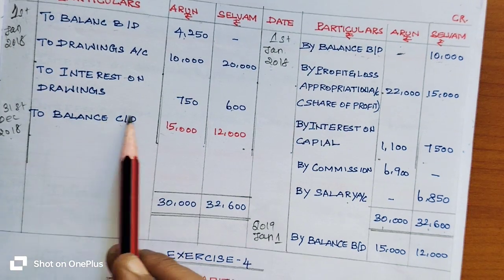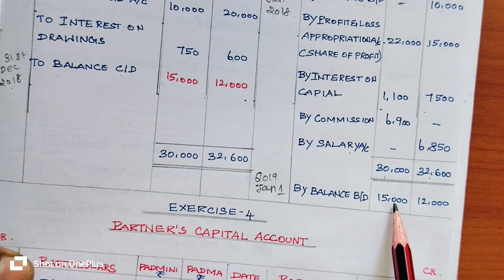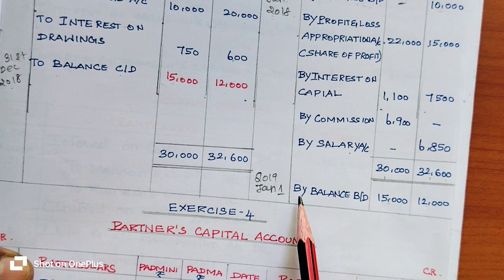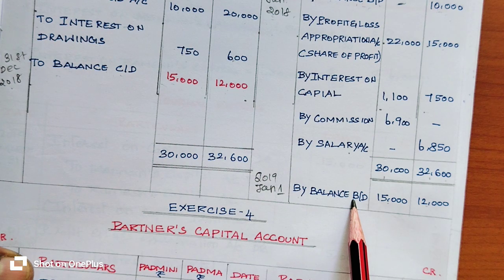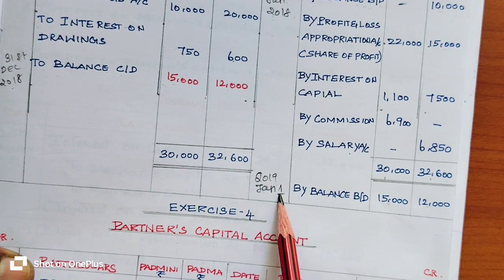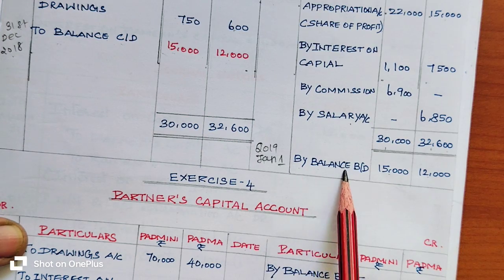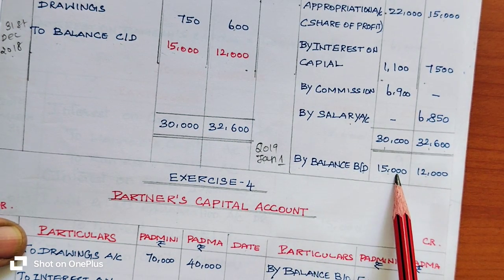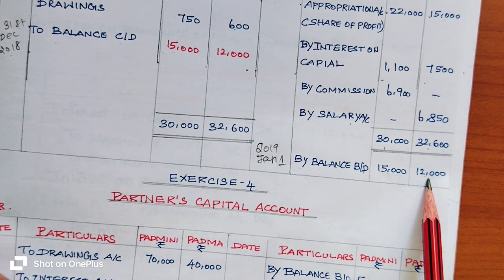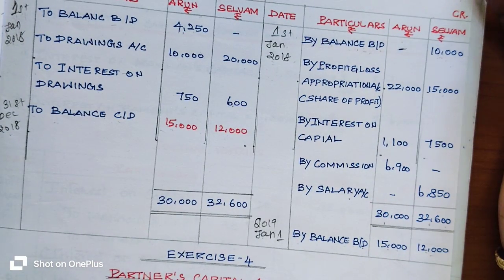Then you have to bring it down to the opposite side below the total. You have to enter 15,000 and 12,000. Against this you have to write by balance brought down dated on the next accounting period, date is 2019 January 1. So this is the next accounting period opening balance of Arun's 15,000 and Selvam's 12,000 rupees. Do you have any doubt? Please comment on the comment box. Thank you. Take care.